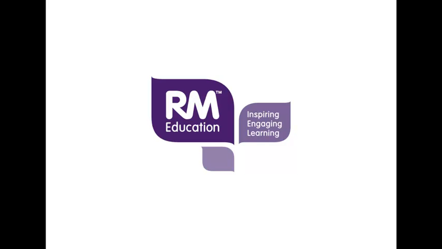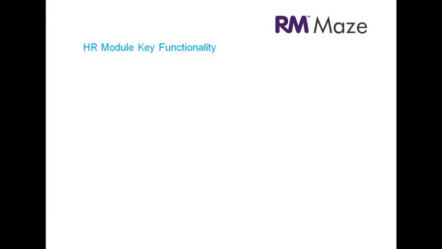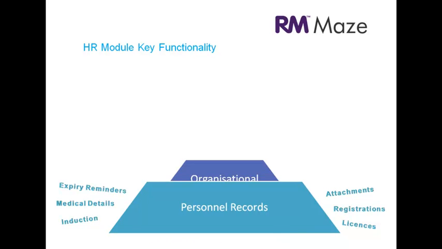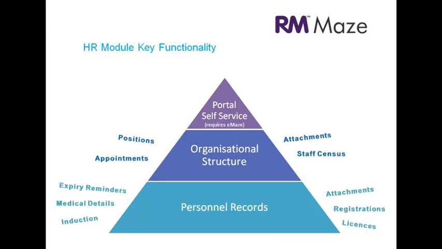This video provides a short overview of the human resource functionality that is now available for Maze. The HR module assists schools with the management of staff-related information and processes. It provides a mechanism to track the various positions within the school and the staff appointed to them over a period of time. And it provides staff with web access to lodge a leave application or access past copies of pay slips or pay-as-you-go summaries.